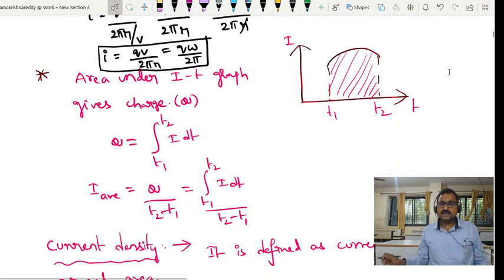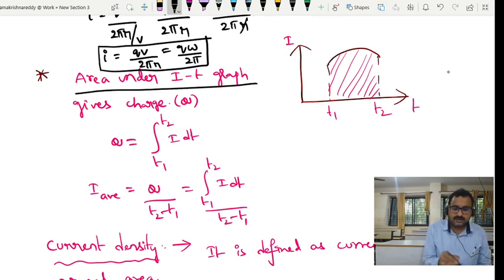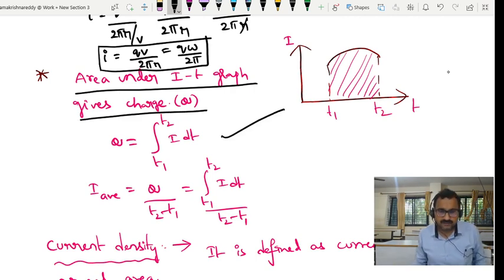So what is the area under the I-t graph? That is also an important concept. The area under the I-t graph gives the charge, that is q is equal to the integral from t1 to t2 of I dt. That is very important. Remember that the area under the I-t graph gives the charge, based on the problems also given in the text.